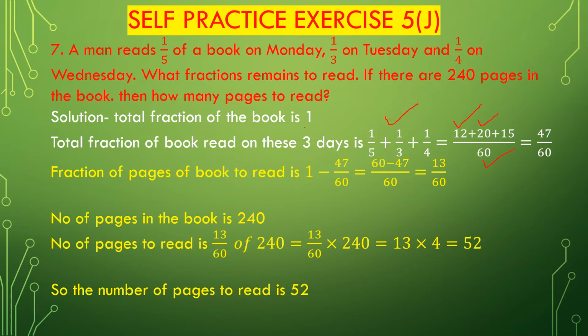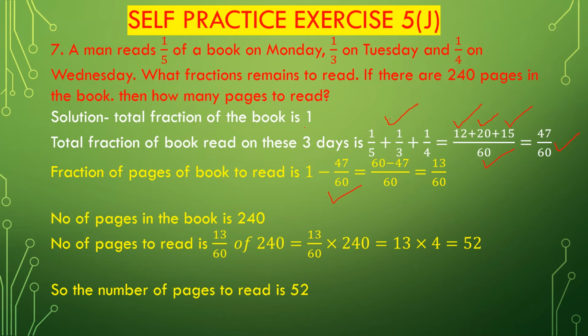Now divide the LCM 60 with denominator of 1 divided by 4. 60 divided by 4 is 15. Now multiply 15 with numerator 1. 15 multiplied with 1 is 15. Now add this numerator 12 plus 20 plus 15 divided by denominator 60. 12 plus 20 plus 15 is 47 divided by 60. Now fraction remaining to read is 1 minus 47 divided by 60.